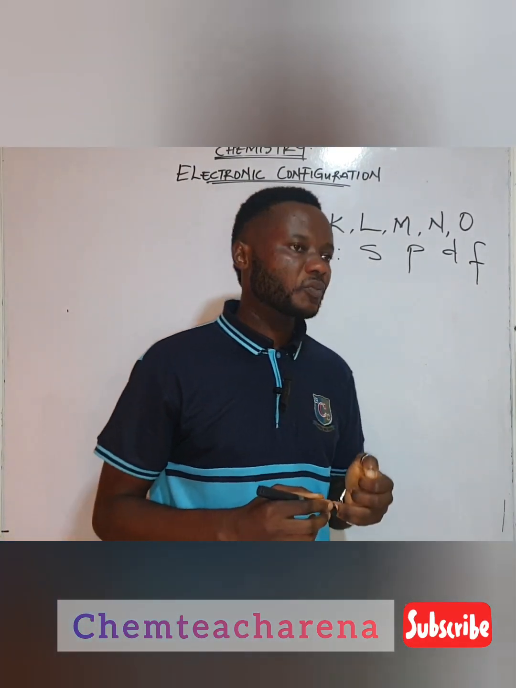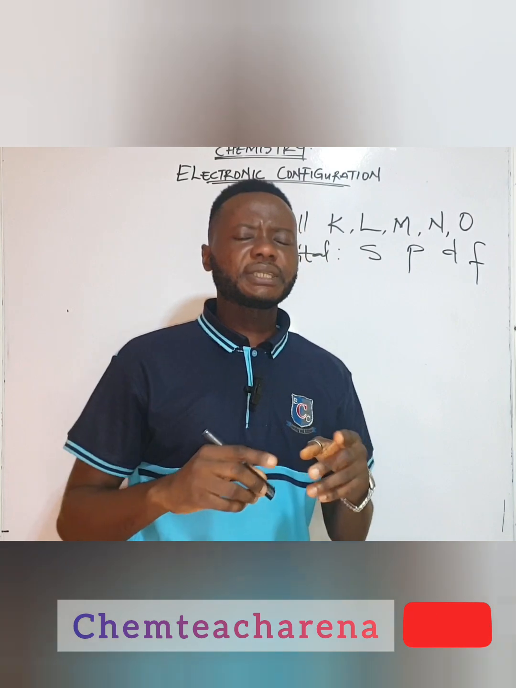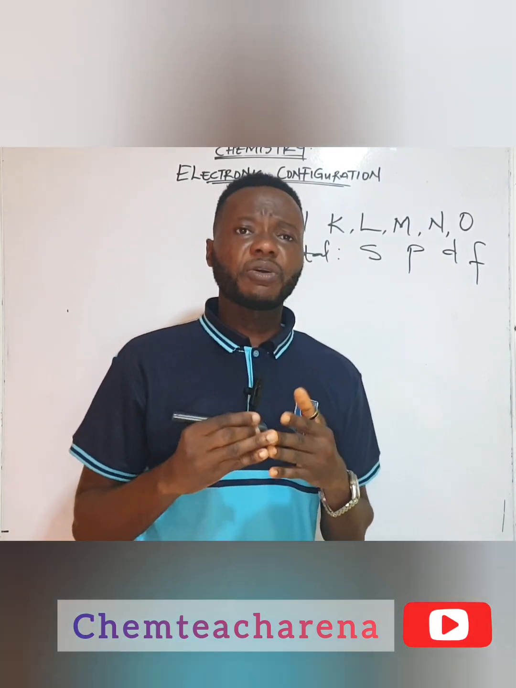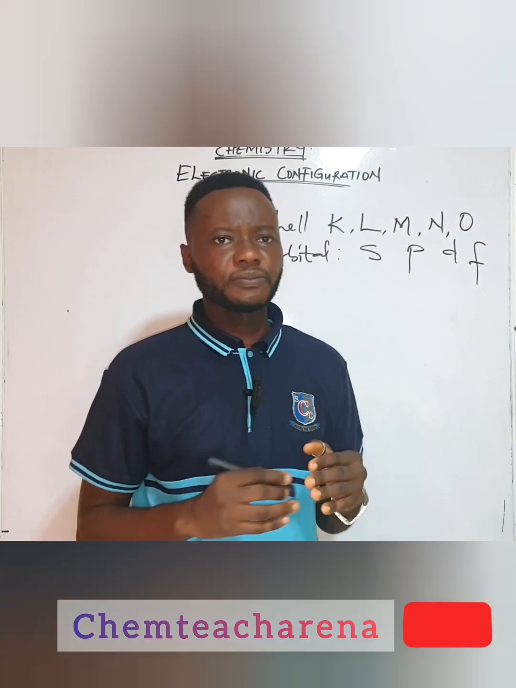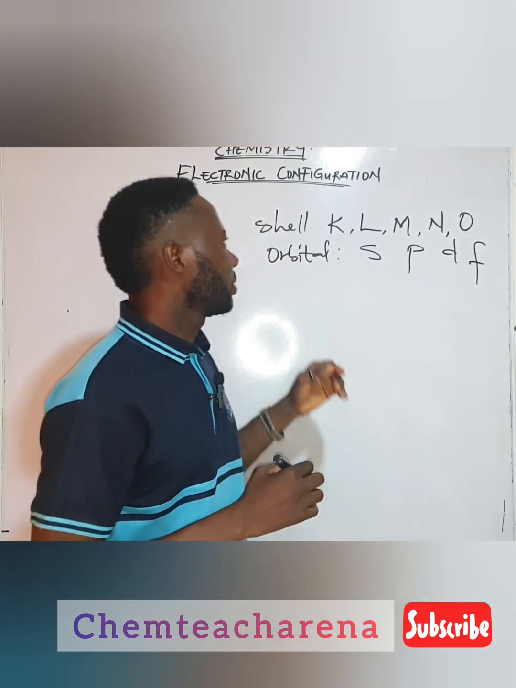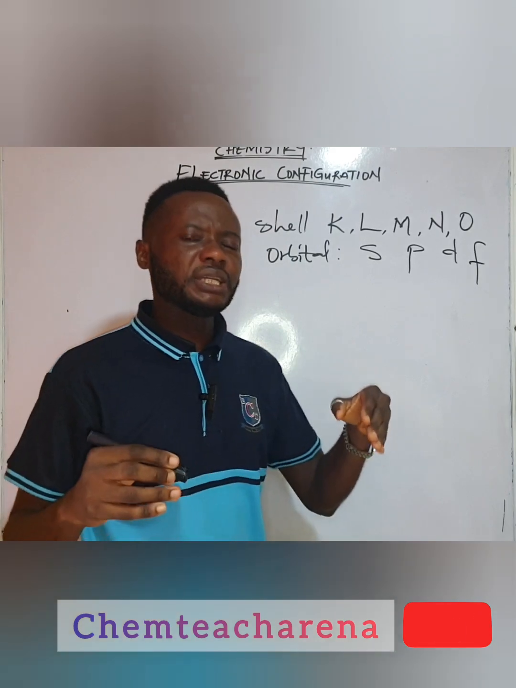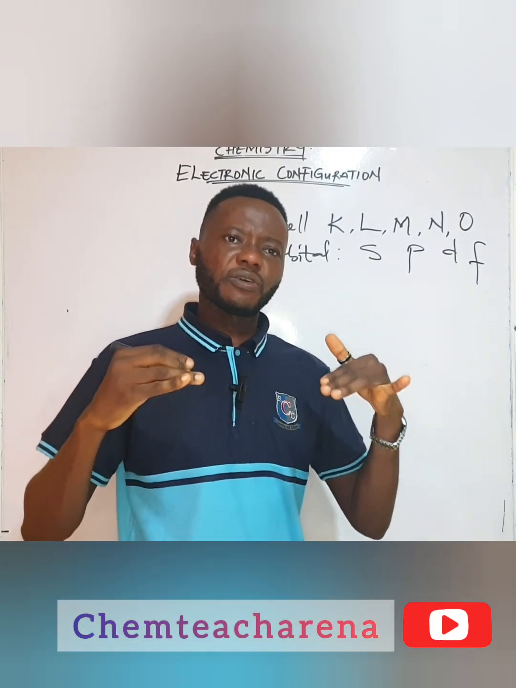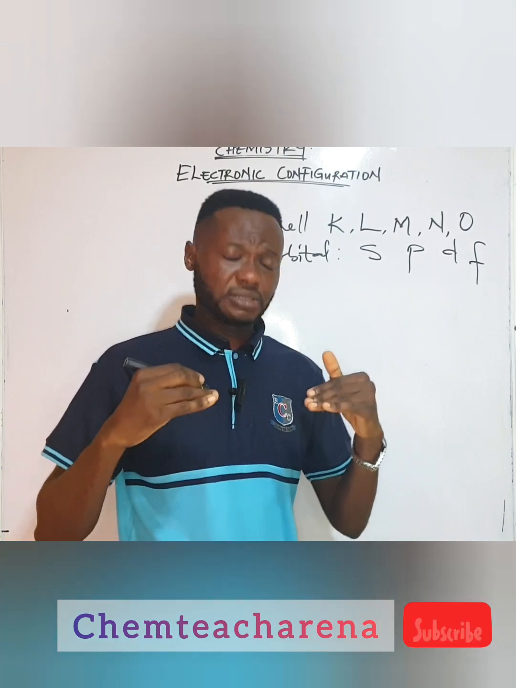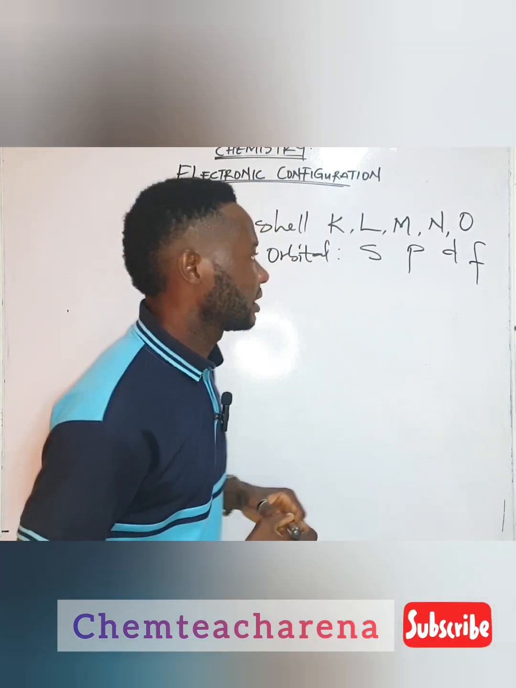When we talk about an orbital, we say that an orbital is a region where the probability of finding an electron is high. When we talk about a shell, we say that a shell is the allowed state of an electron in an atom.